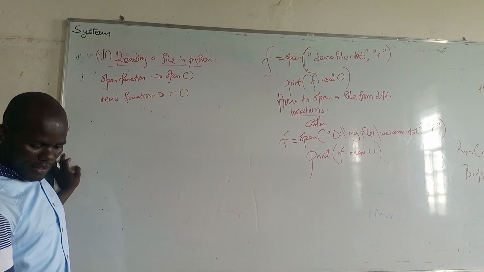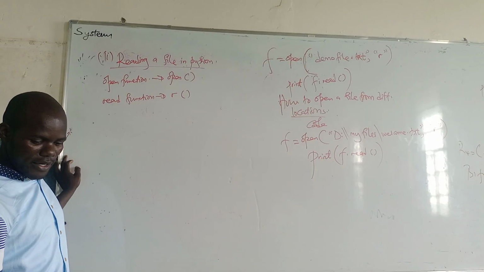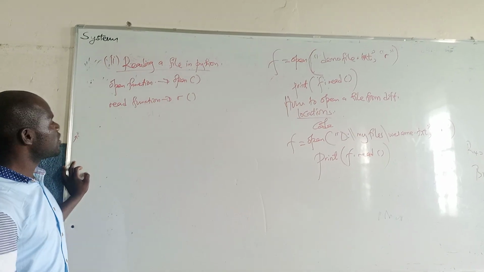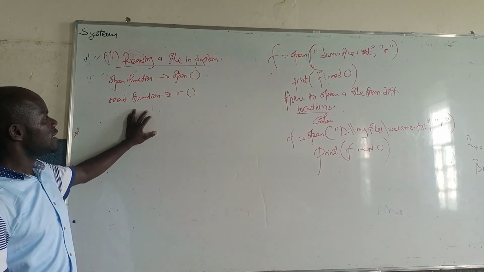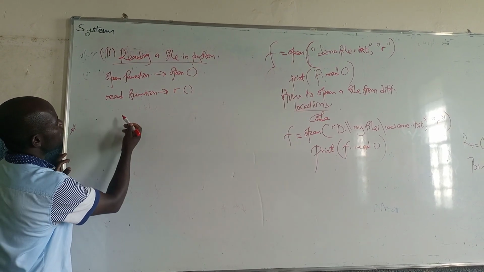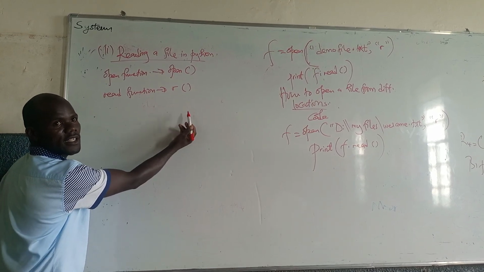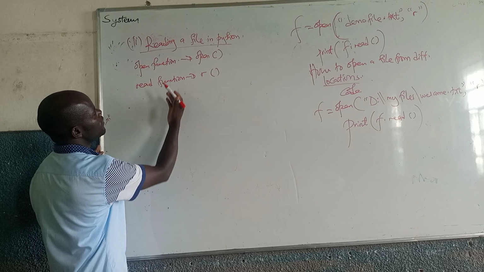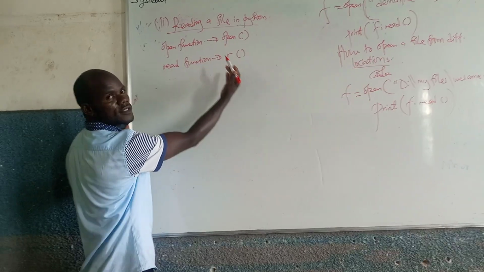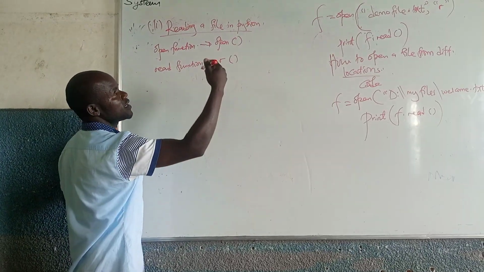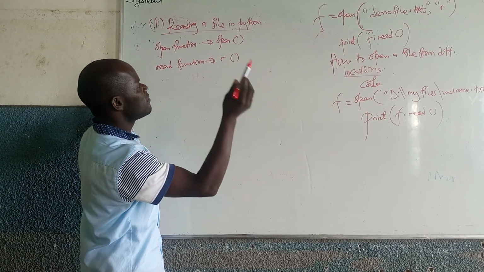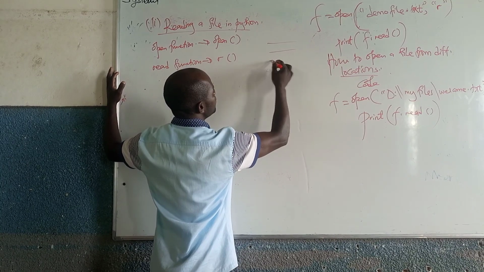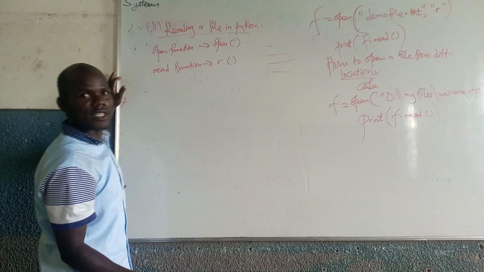You can use the read function, the readline function, or readlines. The readline function reads files on one line. The readlines method reads files on different lines, for example line 1, line 2, line 3.